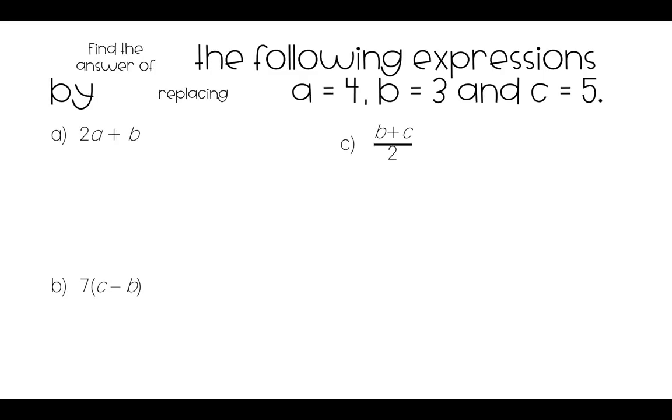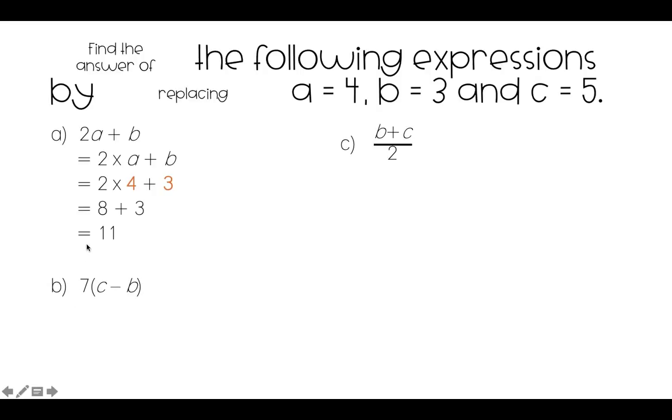So the first one, remembering that we get 2 times A plus B. Then we can substitute them in, which gives us 2 times 4 plus 3. Doing our multiplication first, we get 8, and 8 plus 3 gives us 11.